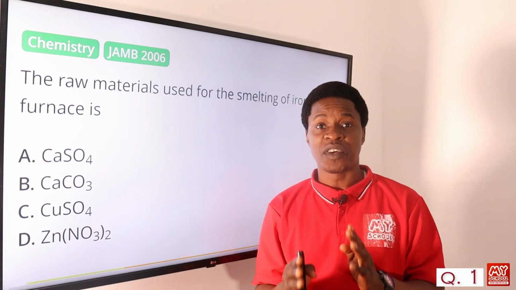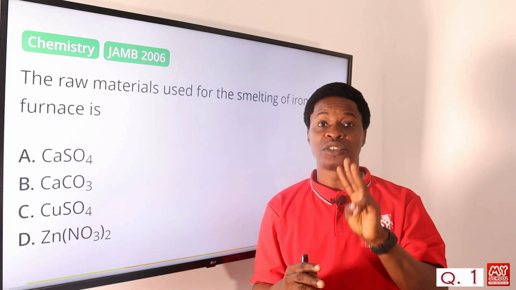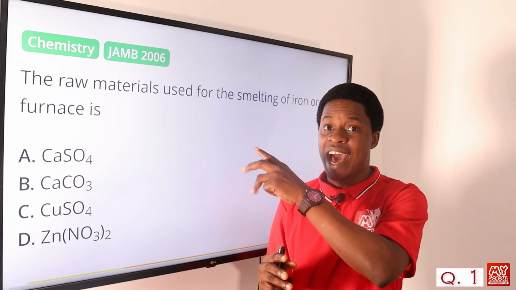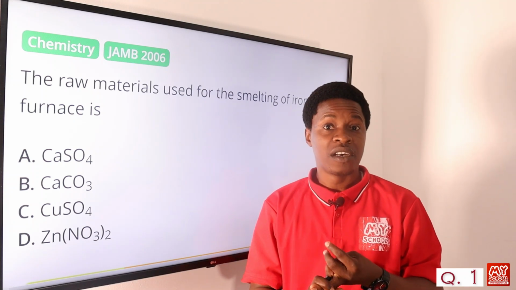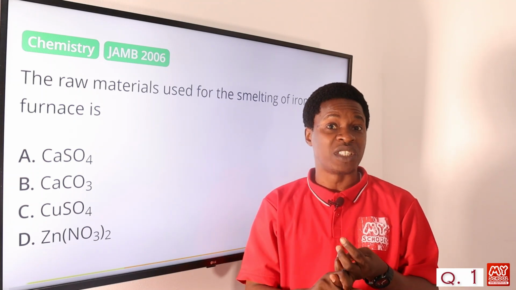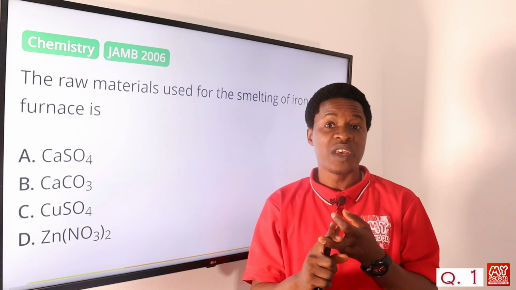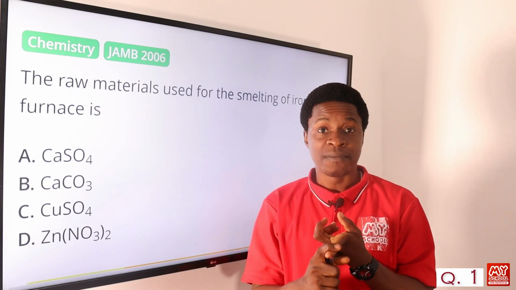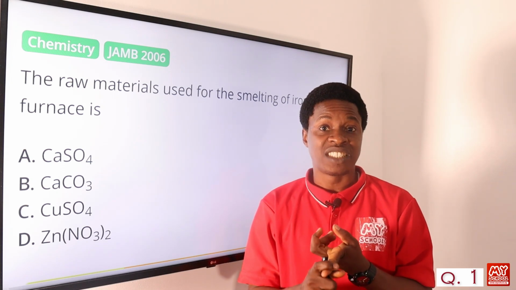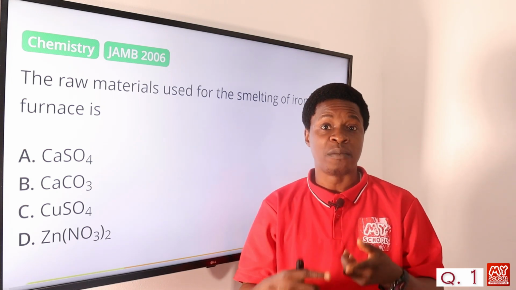You must understand, first of all, that there are 3 major raw materials we have in the smelting of iron. Number 1, we have iron ore, which will contain the magnetite or the hematite. Number 2, we have the limestone, which is your calcium carbonate. And number 3, we have coke, which contains your carbon, from the fossil fuel.